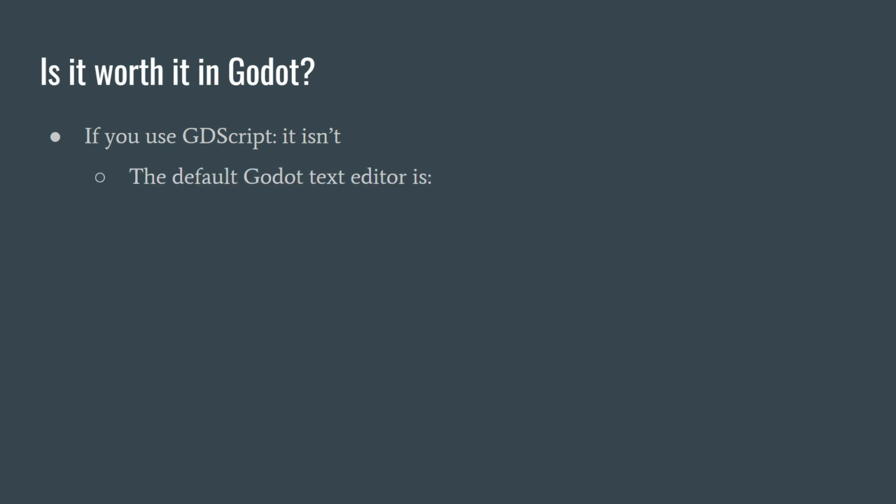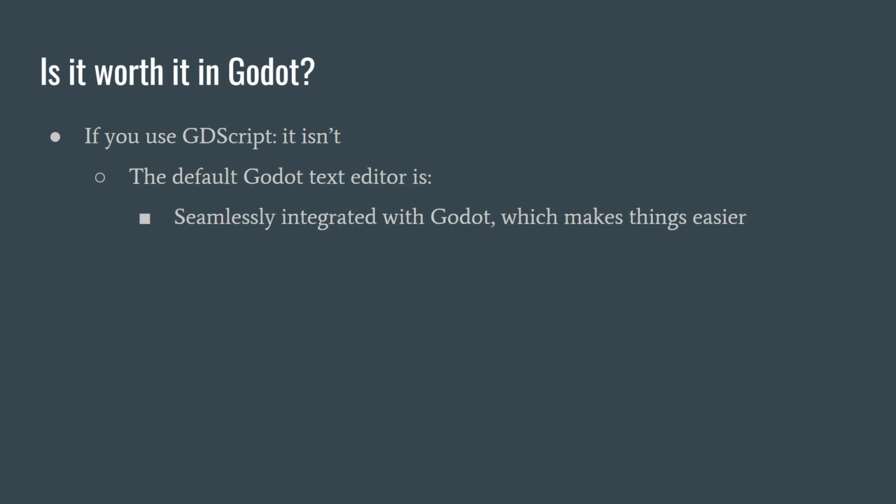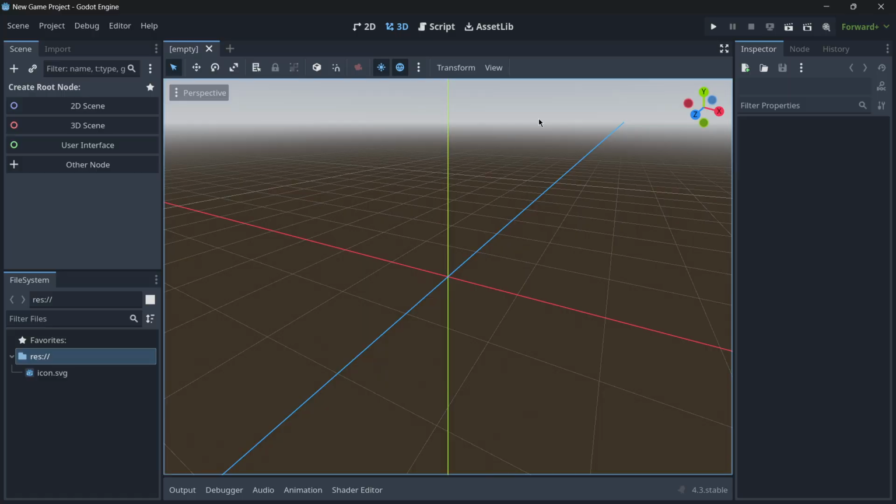For example, talking more specifically about using an external code editor in Godot, it really depends. If you use GDScript, basically the default Godot programming language, in most cases, generally I would say that it isn't necessary. Because the default Godot text editor is seamlessly integrated with Godot, which just makes things easier because you get reference to nodes, reference to functions and everything without any kind of bug or error or warning, because it is fully integrated since the very beginning of the engine, so everything works flawlessly. And also it is quite easily customizable. You have a whole settings menu in Godot to modify the code editor.